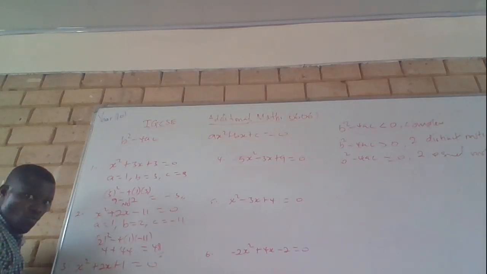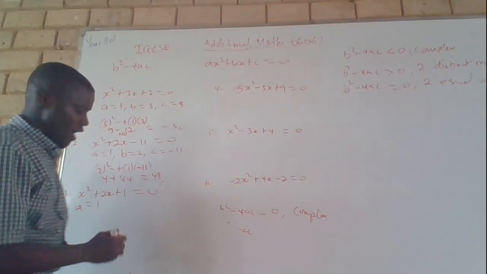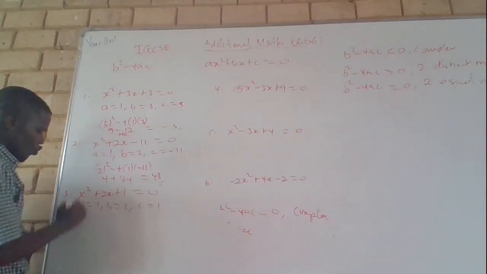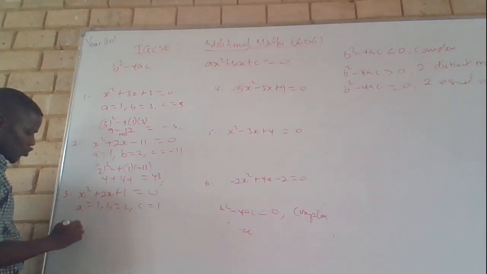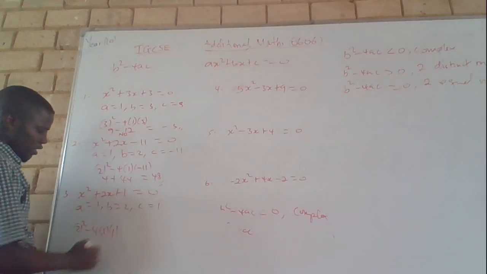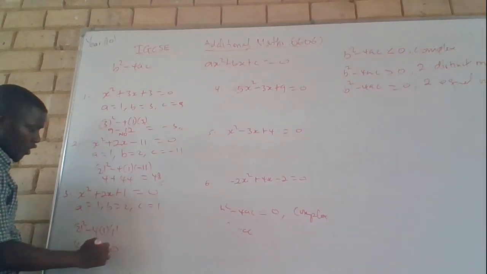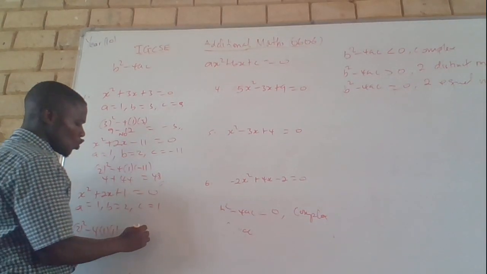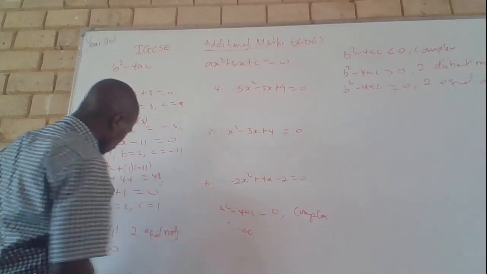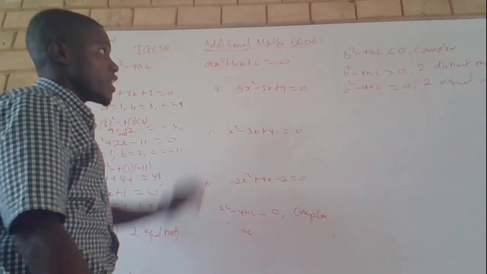Here our A is 1, our B is 2, our C is 1. So we have b squared, 2 squared, minus 4 times A, which is 1, times C, which is 1. So 2 squared is 4, minus 4 times 1 times 1 is 4. So this equals 0. Therefore this quadratic equation has two equal roots, according to our discriminant.